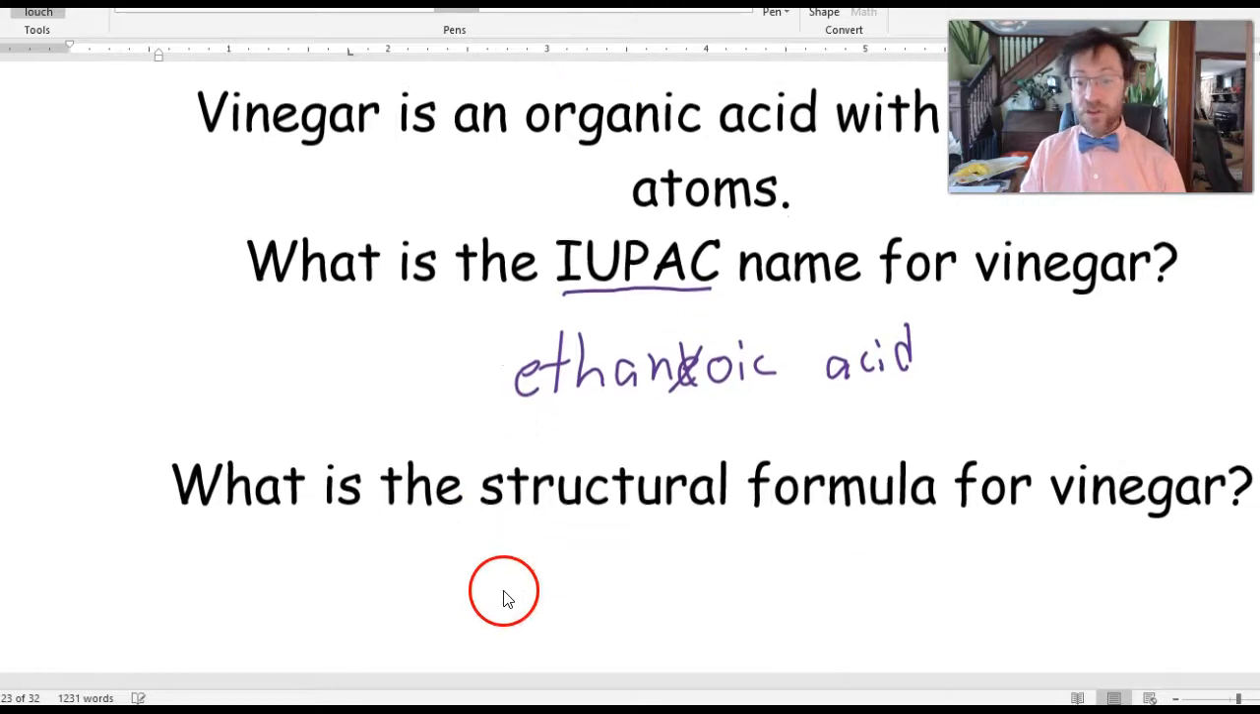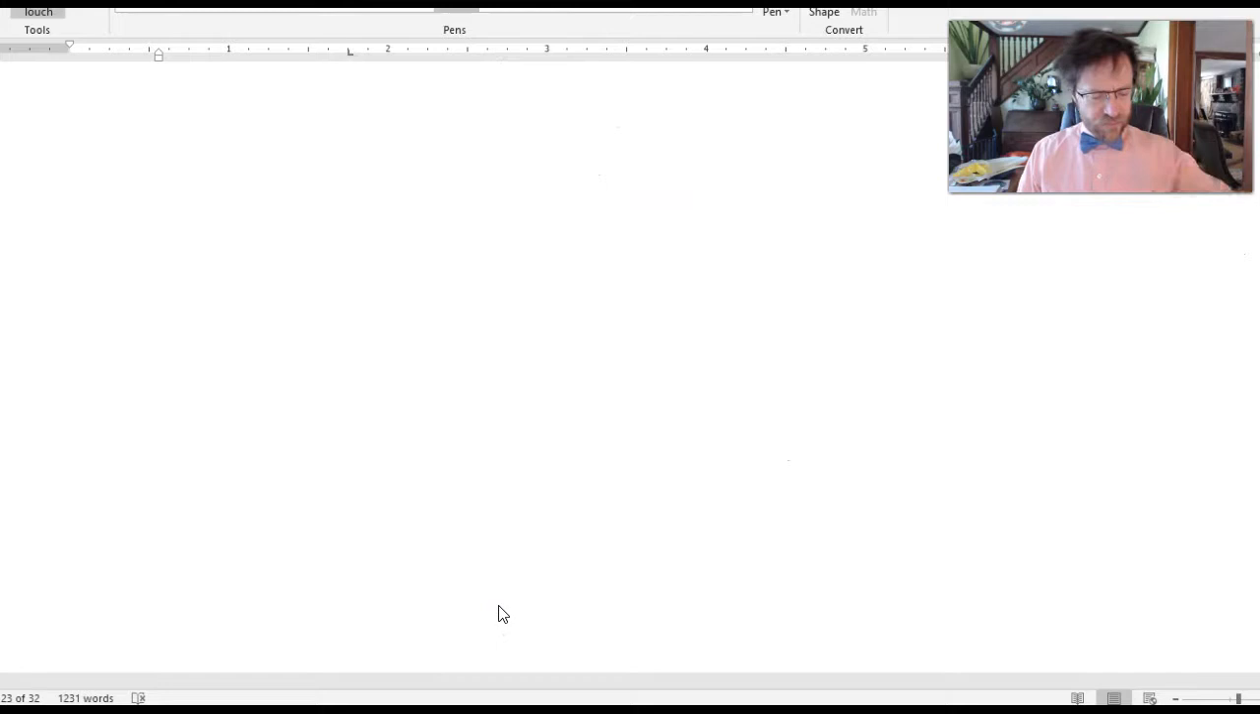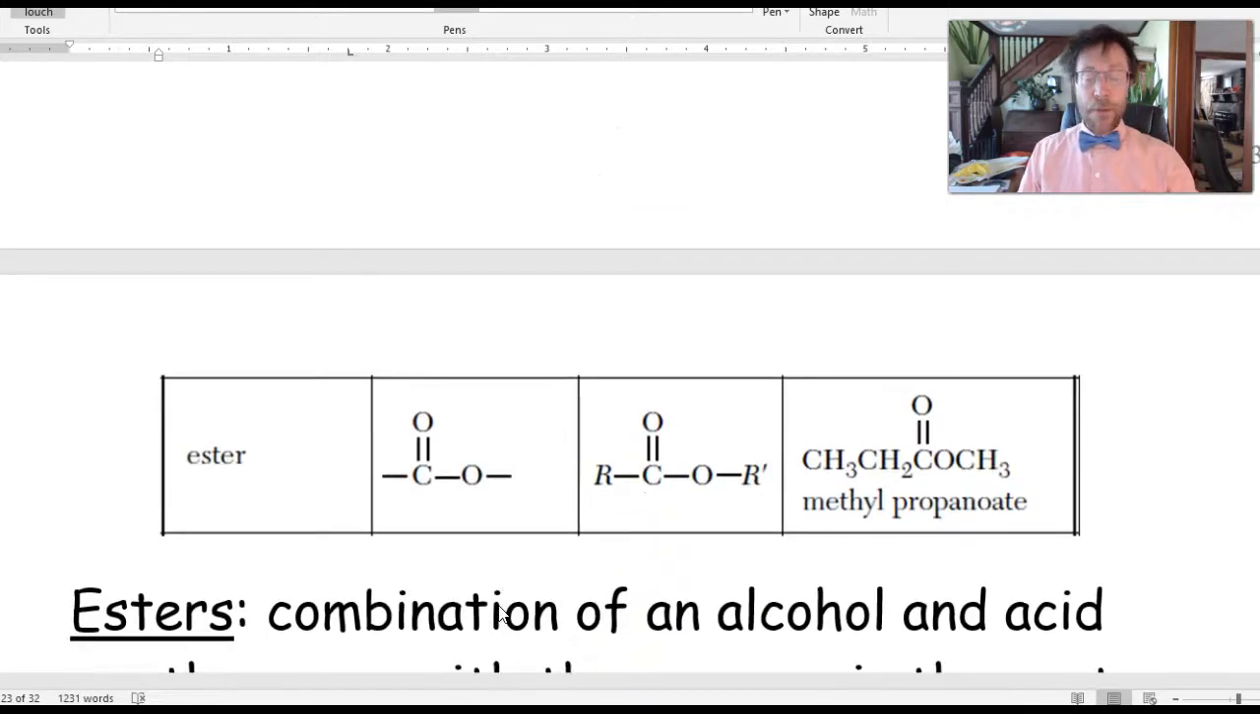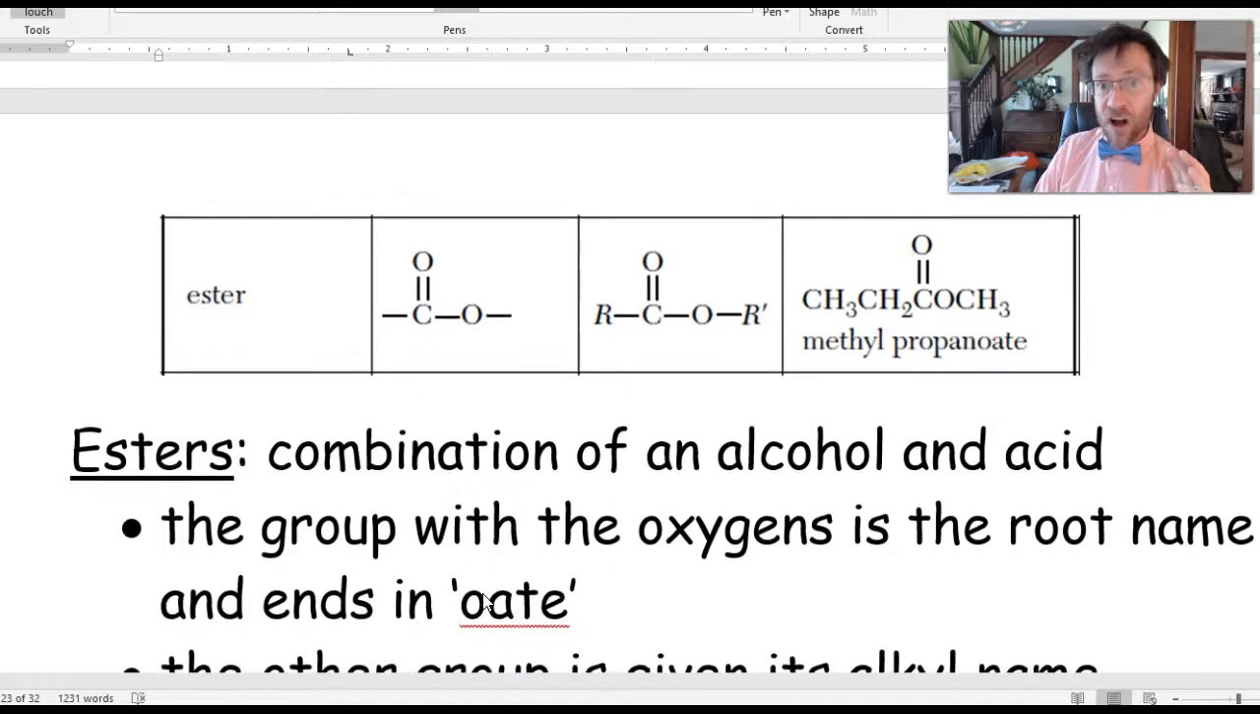And now this one wants to know what's the structural formula for vinegar. Well, if it's only got 2 carbons, 1, 2, OH, double bonded O, right? And then we throw in hydrogens. Voila! It's so easy. We can do organic acids here, guys. I can sit here and do organic acids all day, but I'm not. You know why? Because we're going to enter into what is, in my opinion, the most difficult one yet, but also the most interesting and awesome ones.